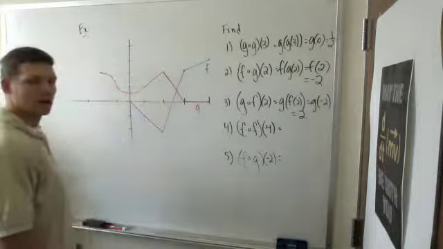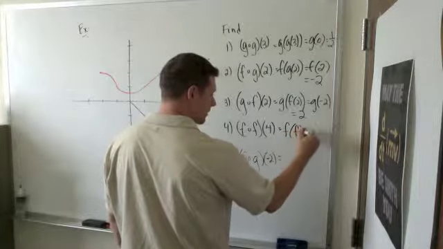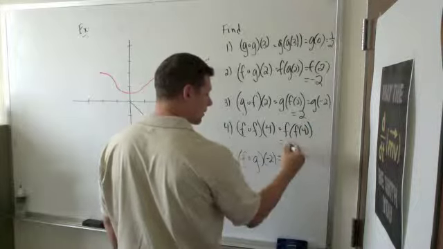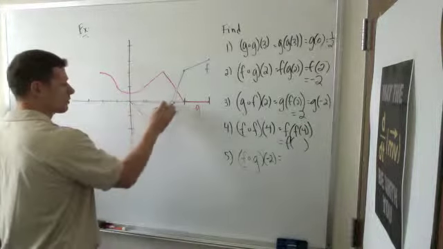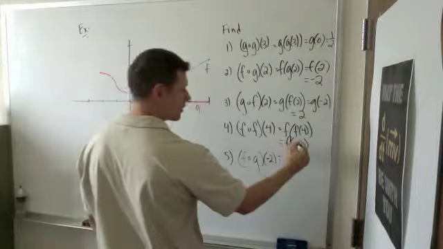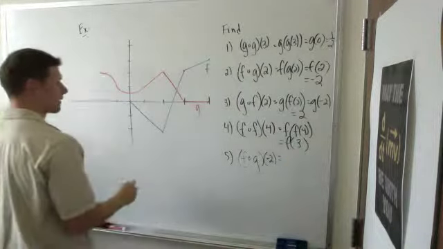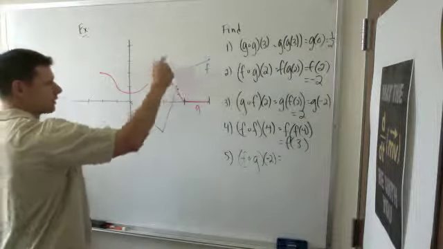Okay. Next one, f of f of 4. So f of 4. Well, what's f of 4? f of 4 is 1, 2, 3, 4. How high is that? Looks like it's 3. So therefore, what's f of 3? 1, 2, 3. How high is it here, the blue one? Well, it's 2.